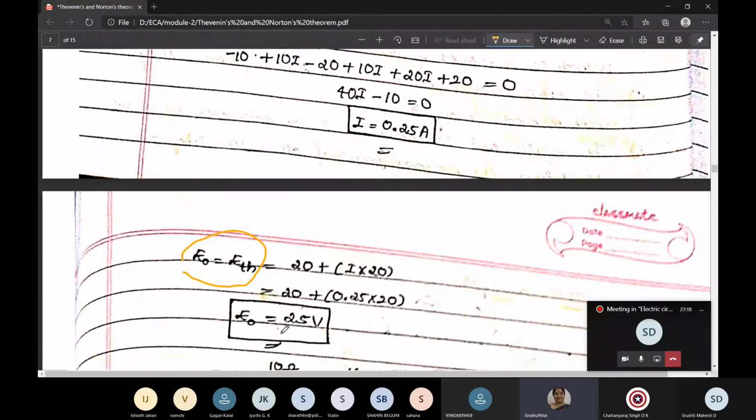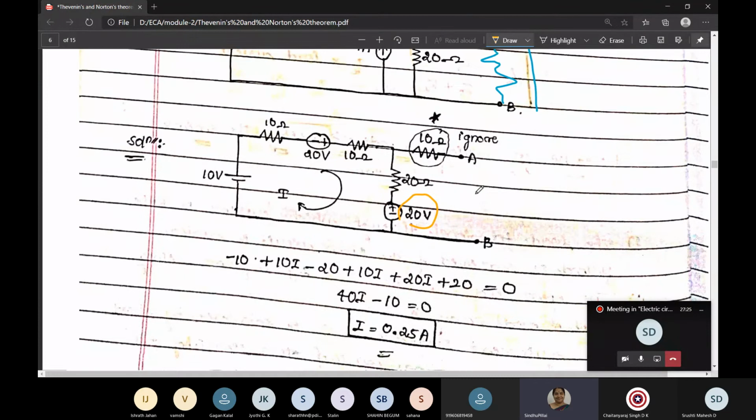Next, what we have to find out? We have to find out the series impedance for this voltage. How to find out series impedance? Looking from the load terminal. This is important. Looking from the load terminal, in this direction.